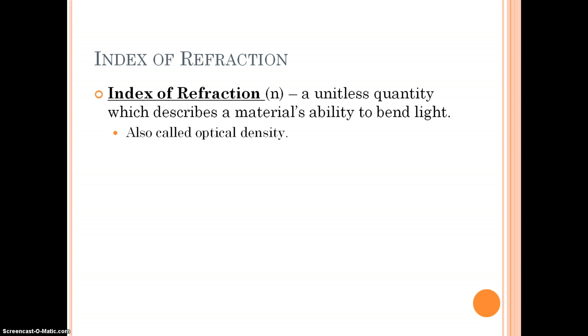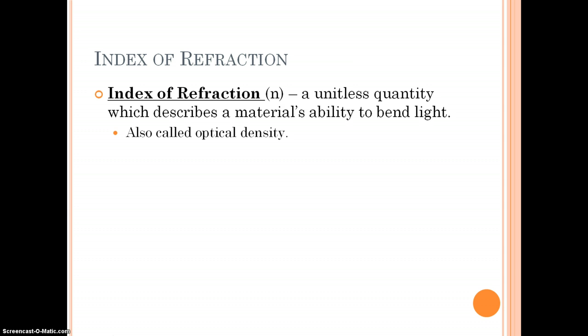The first is a term called the index of refraction. What that means is it gives the ability of a material to bend light. So the bigger the index of refraction, the greater its ability to bend light is. The symbol for index of refraction is a lowercase n. Sometimes you'll hear it called optical density.